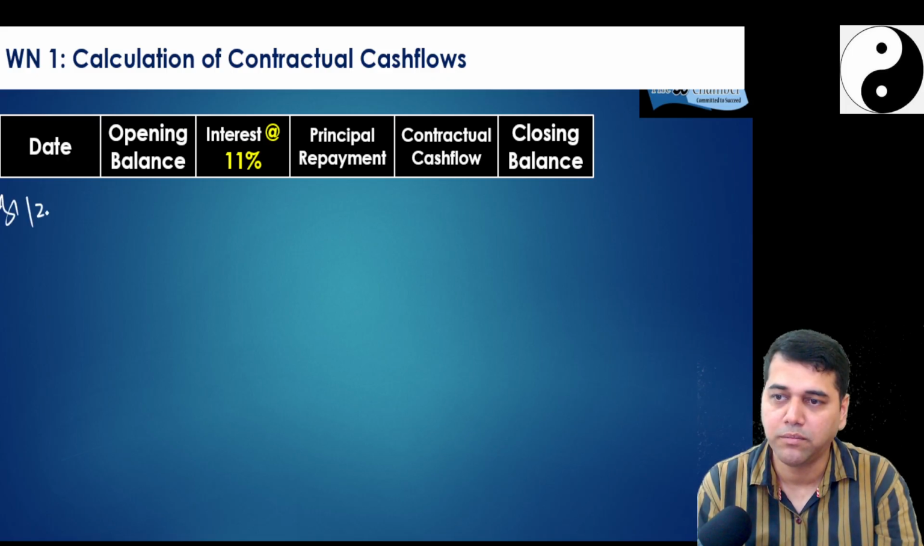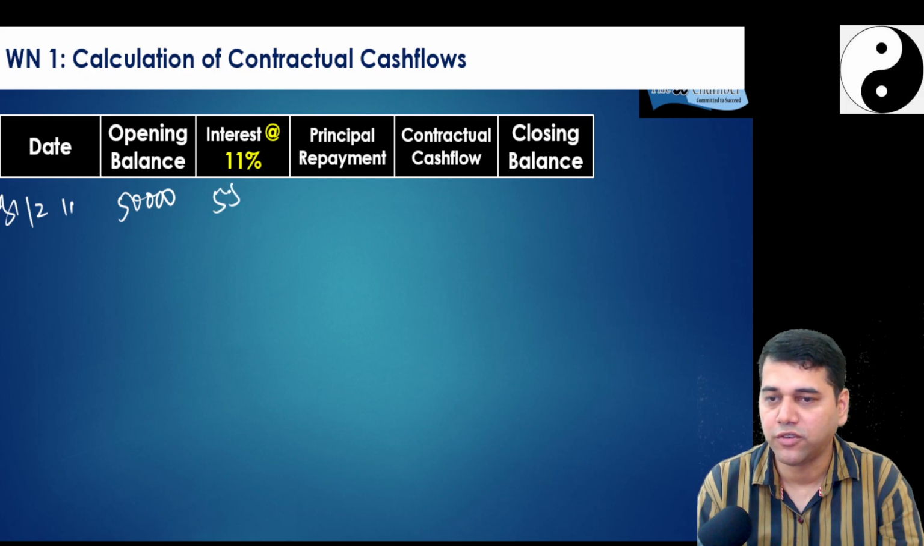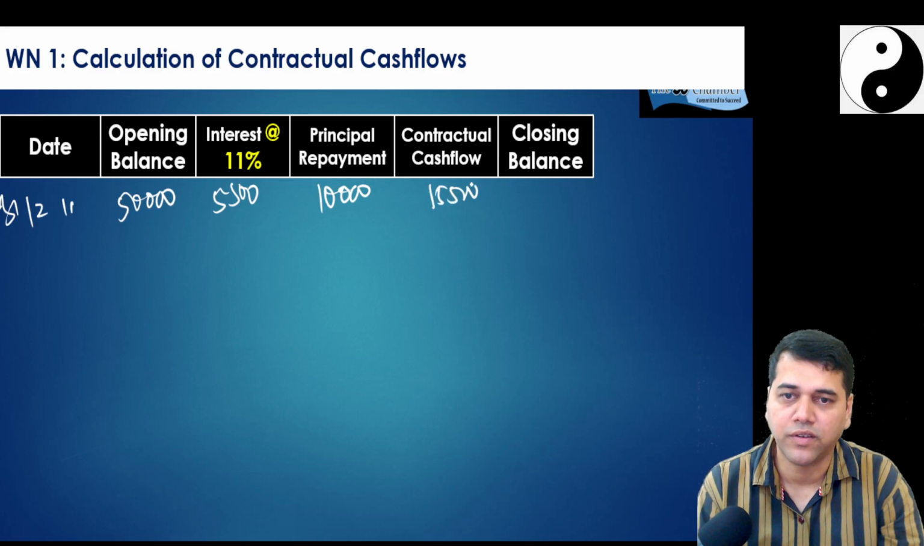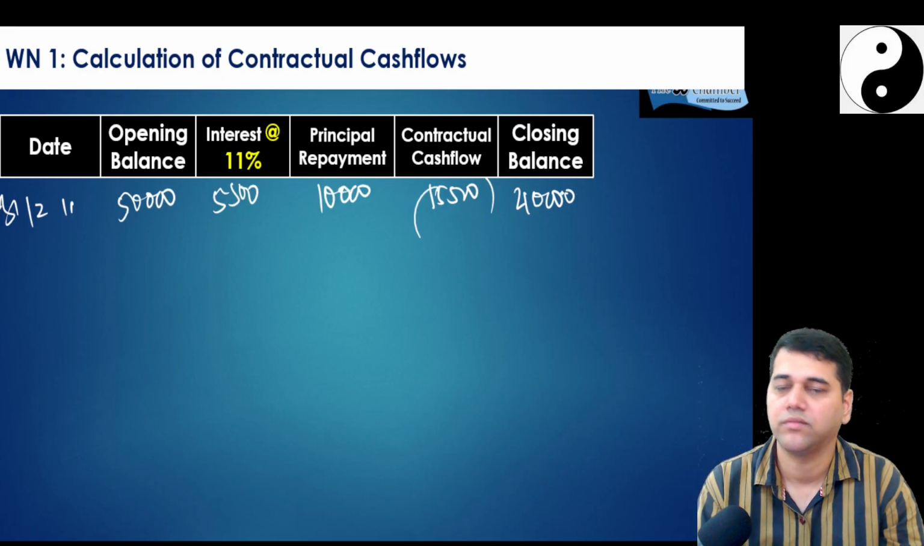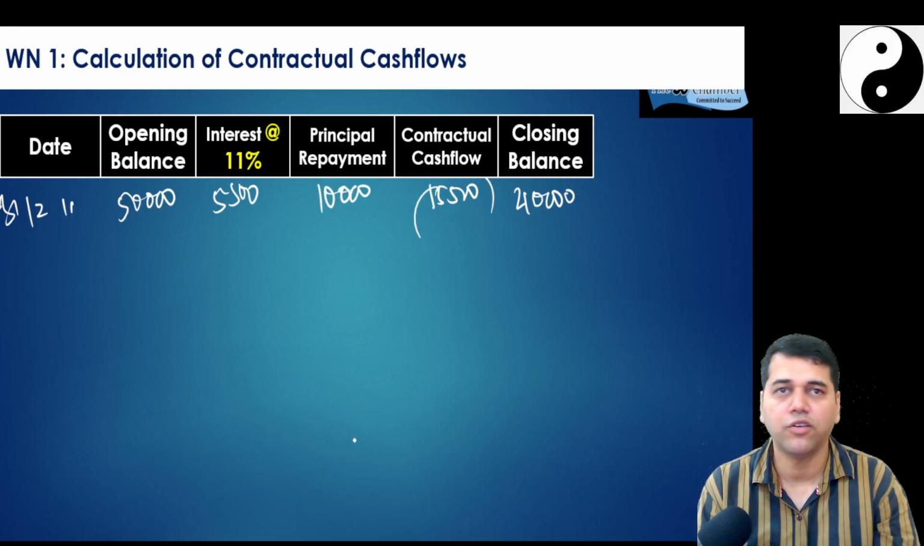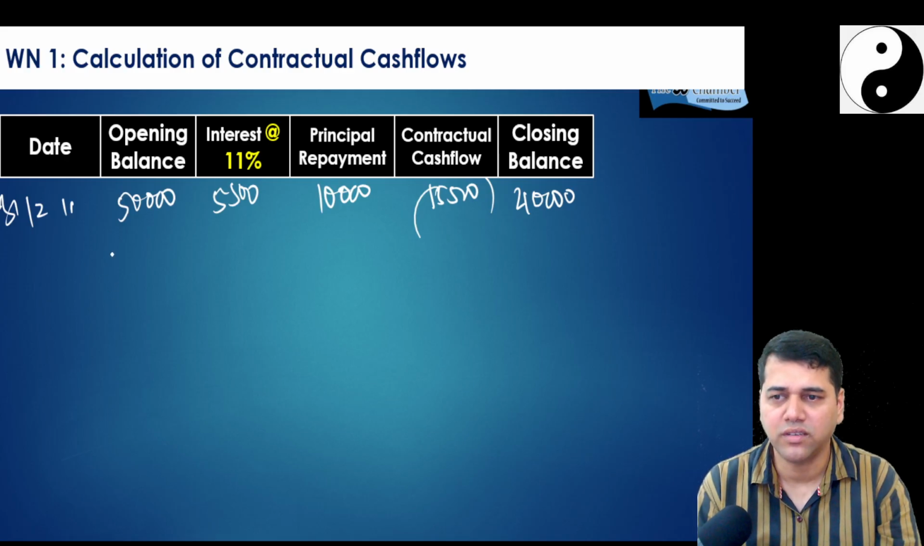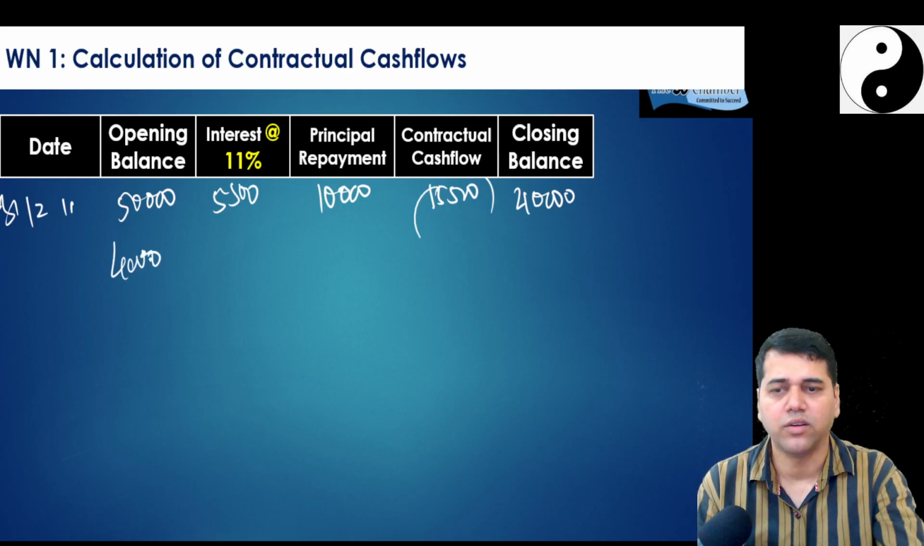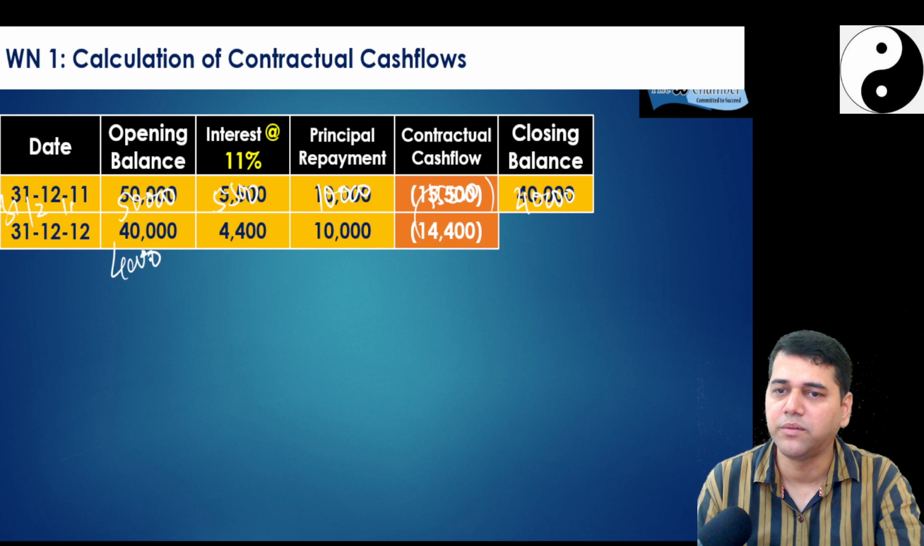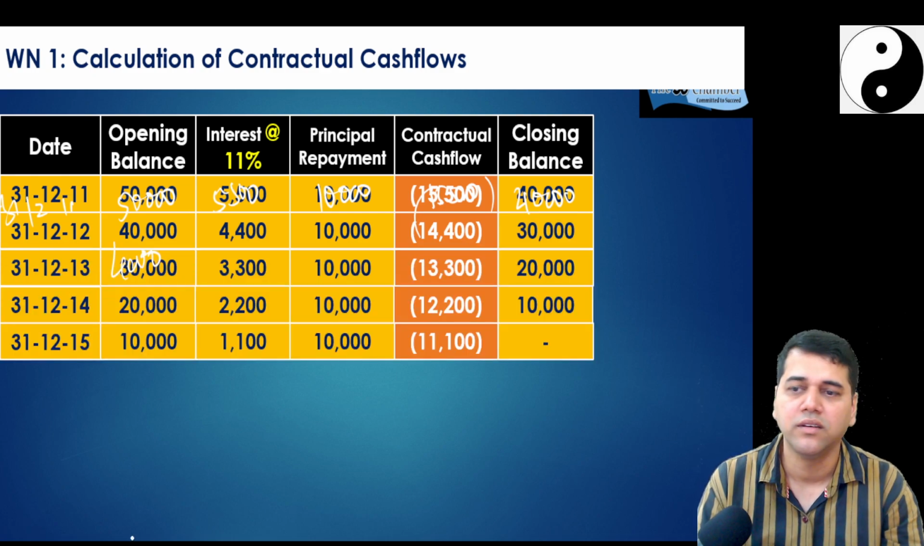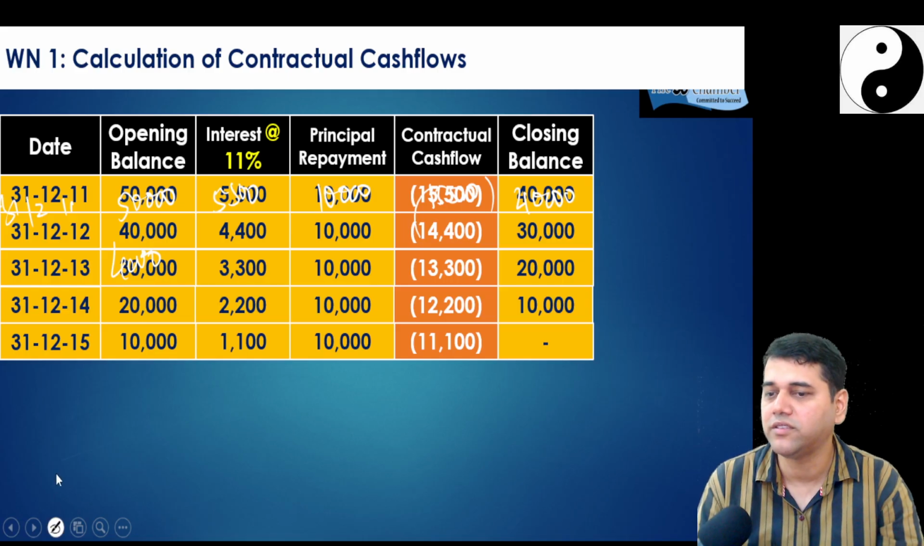31st December 11. Opening balance is 50,000, interest 5,500, cash flow 15,500. Closing balance is 40,000. Followed, no? Same story. Okay, so I think you can leave some space because it's the same thing we have done for the next 5 years. This is the contractual cash flow.